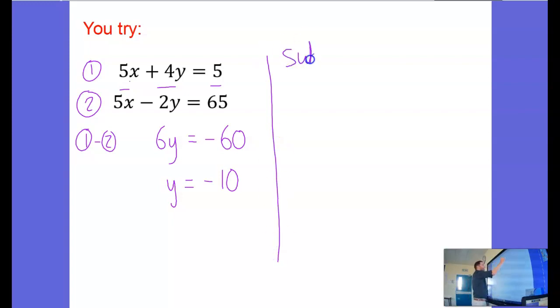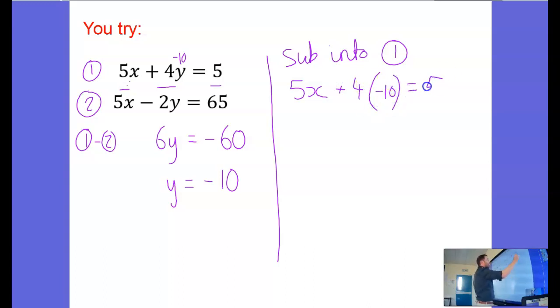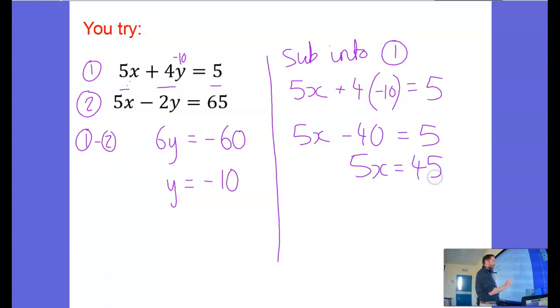Okay, last step, substitute into the first equation. As I say, you can substitute into any equation, doesn't matter. 5x plus 4y, 4 lots of minus 10 equals 5. 4 lots of minus 10, that's minus 40. So I get 5x minus 40 equals 5. Add 40 to both sides. 5x equals 45, and divide by 5. x equals 9. There we go. Let's move on to the next tricky bit.